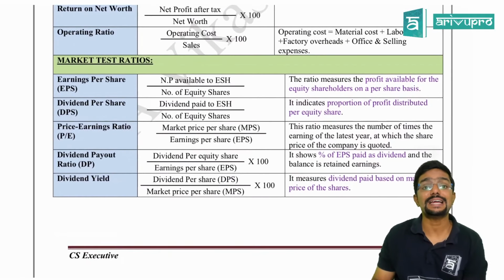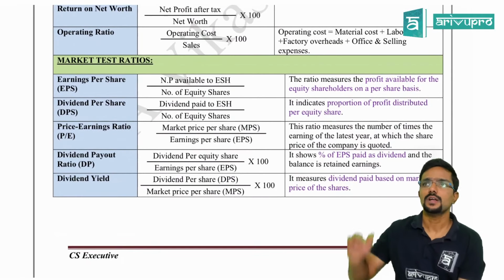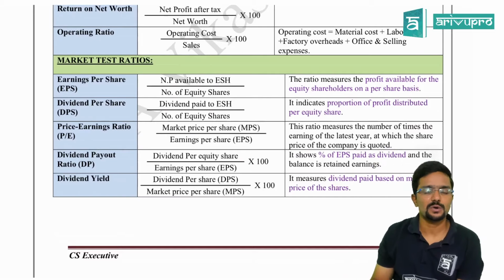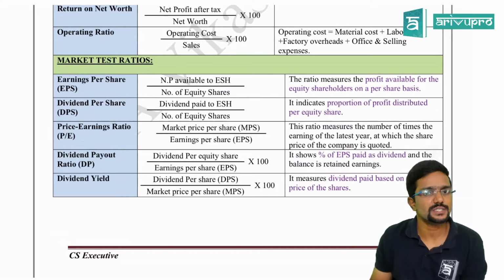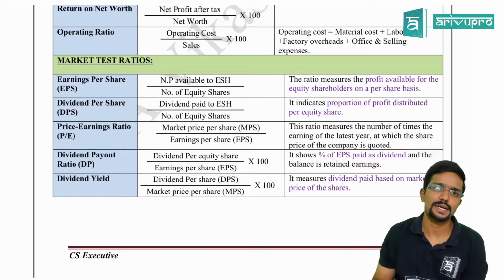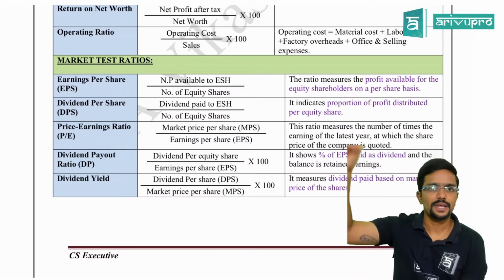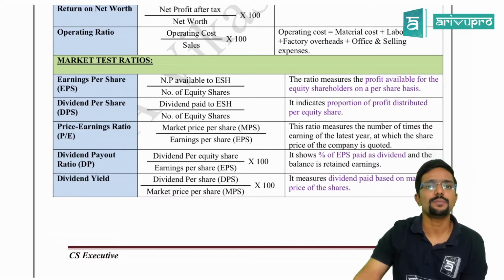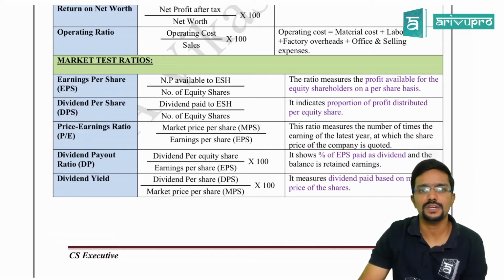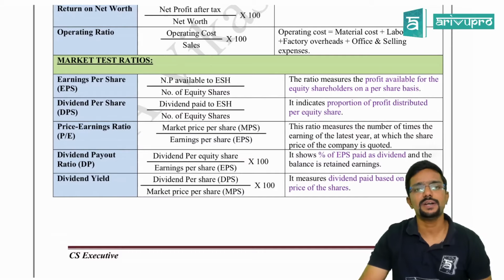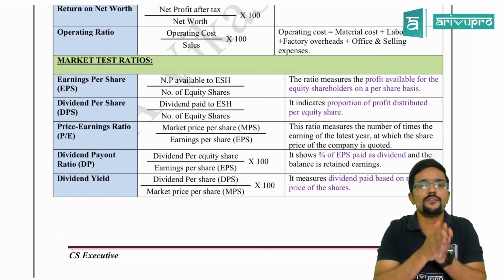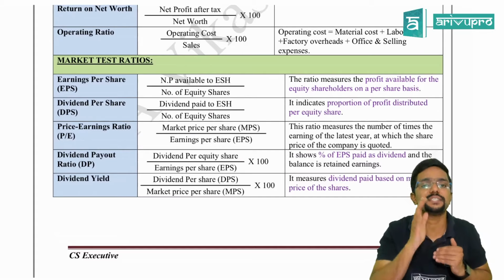Next, coming to market test ratios, earnings per share. Whatever earnings are available to equity shareholders, divided by number of equity shares. If the number of equity shares is not directly given in the question, we can calculate it. How? Take the equity share capital and divide it by the face value or nominal value of the shares. You will get the number of equity shares. So this will depict the earnings or profit earned by the company per share.